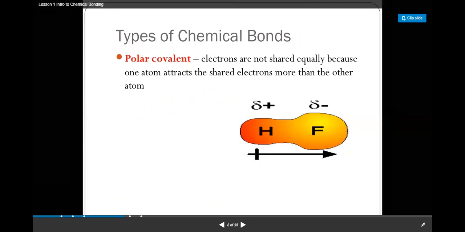Coming to polar covalent bond. So here, as I told, in a polar covalent bond, electrons are not shared equally, because one atom attracts the shared pair of electrons more than the other atom. So you can see the delta positive on the H and delta negative on the F. And you can see the arrow mark.